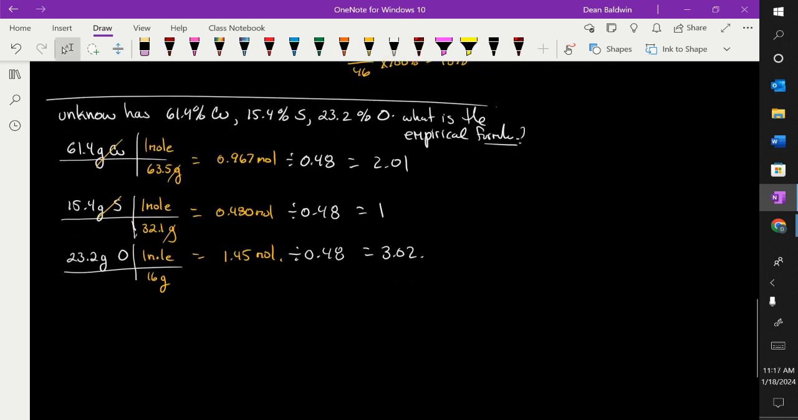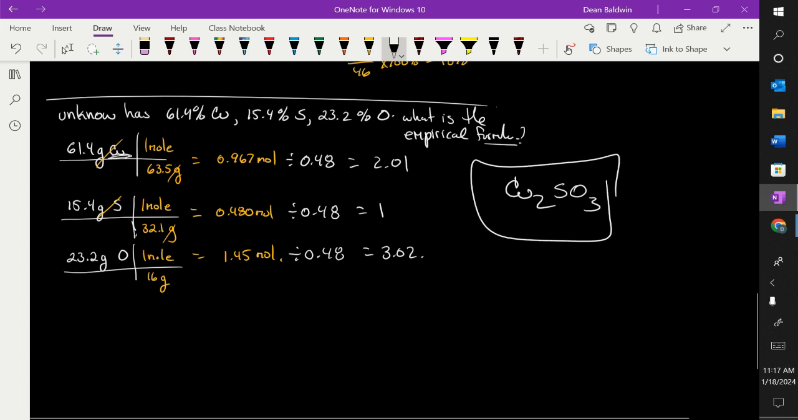So that means we have, for copper, Cu2, I have 1 sulfur, and I have 3 oxygens. Cu2SO3. Copper sulfite.